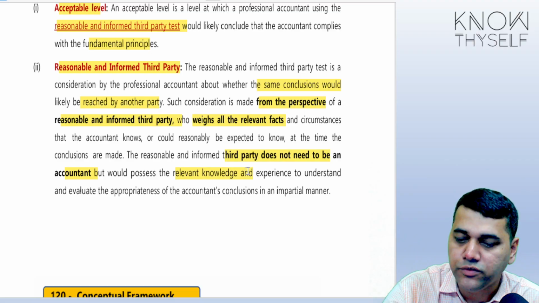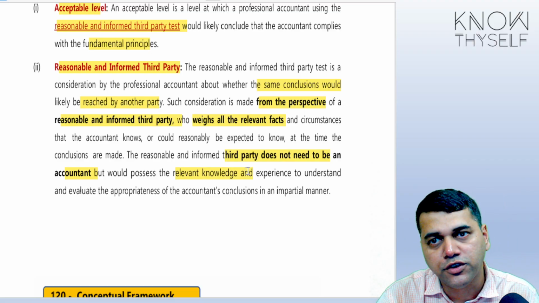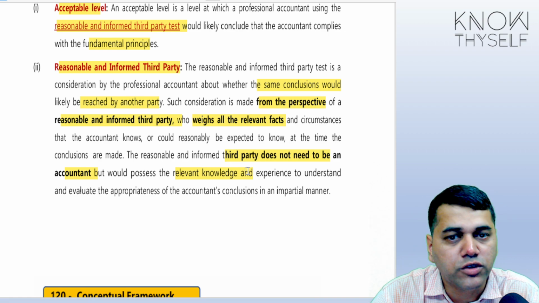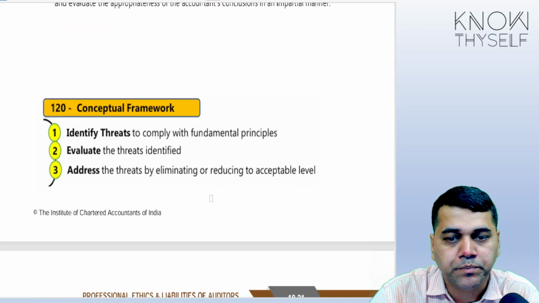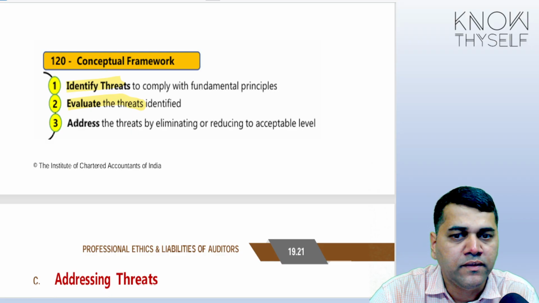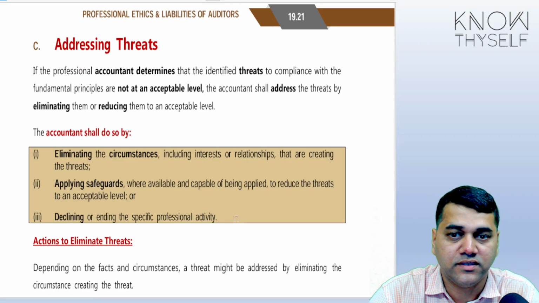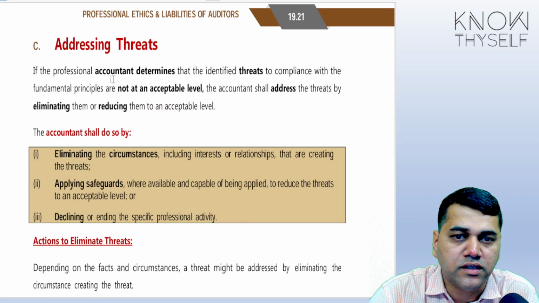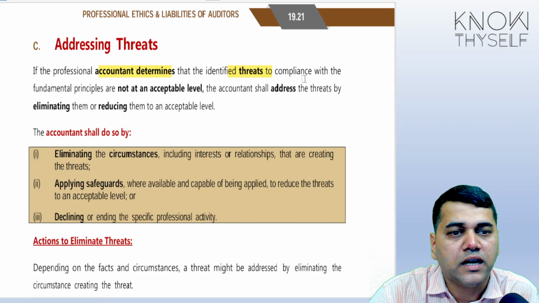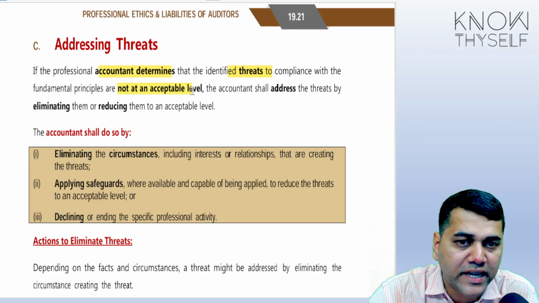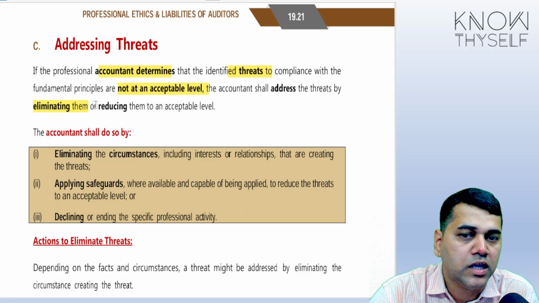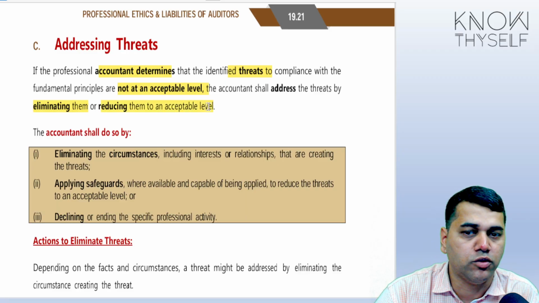Will he continue? Will he not continue? Will he address this threat in a particular way? That's called putting yourself into the shoes of a third party. Yes, so this is all about your evaluation. You have identified. And how do you address the threats? So, if a professional accountant determines that the identified threat to compliance with the fundamental principles is not at an acceptable level, he shall address it either by eliminating it or reducing it to an acceptable low level.